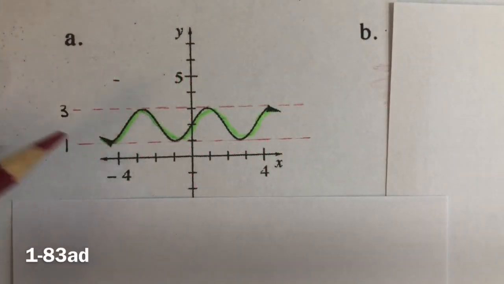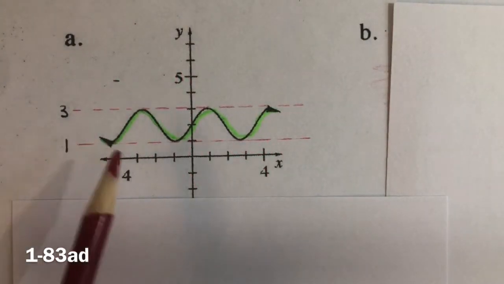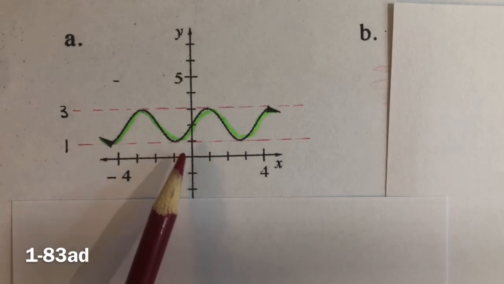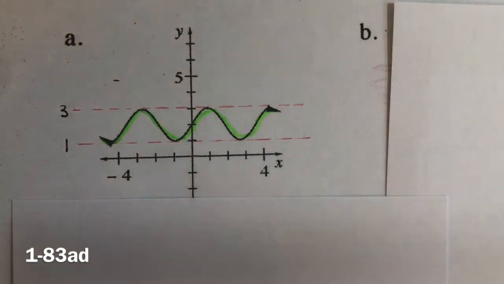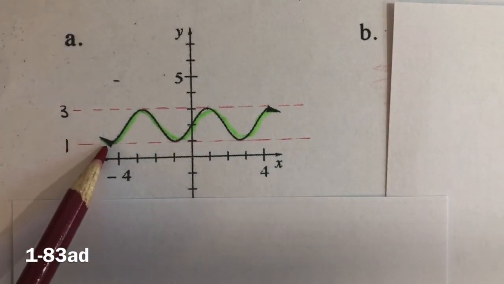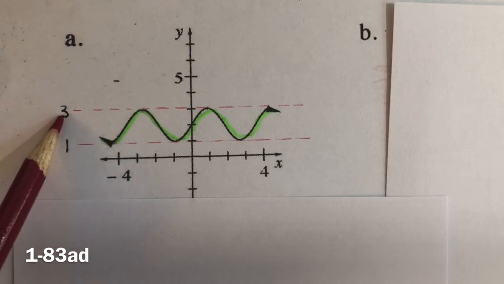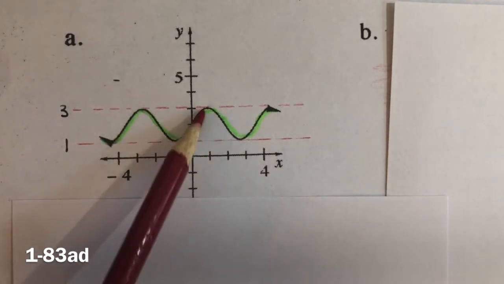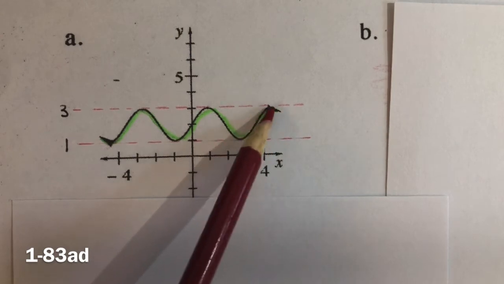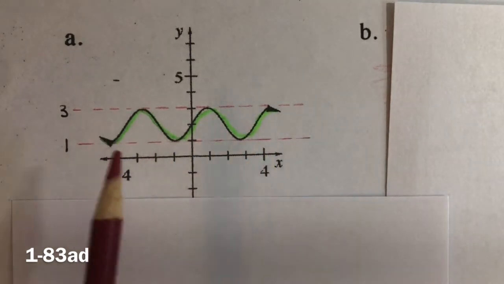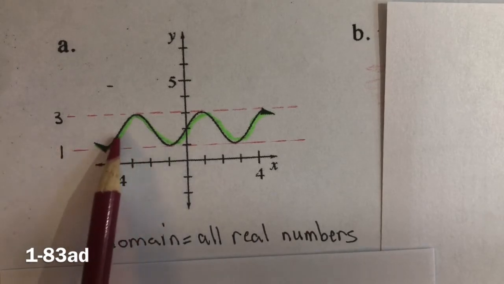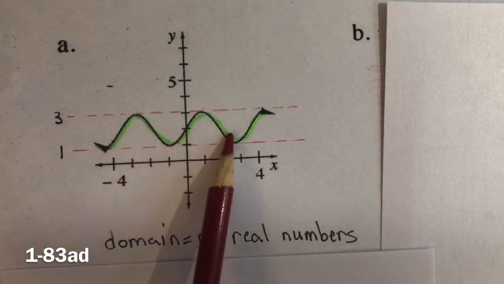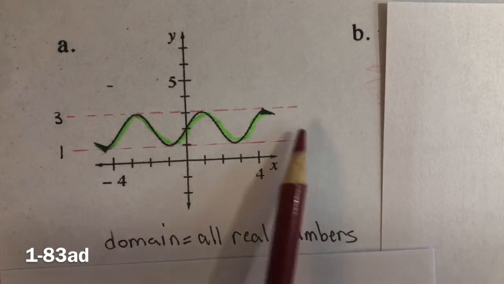Now to determine the domain and range, remember the domain are all the possible x values, and the range are all the possible y values. And if we look, this graph is going forever in this direction, and if we continue it to the positives, it's going forever in this direction. So our domain is all real numbers. Any real number will be on this graph.